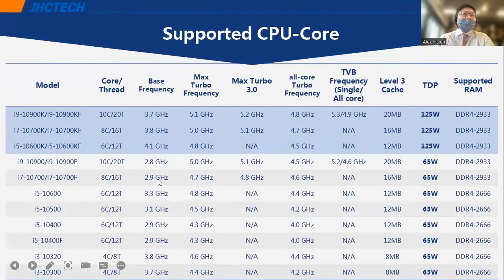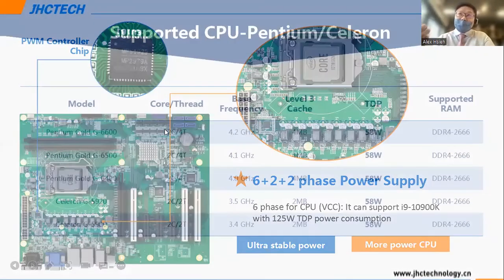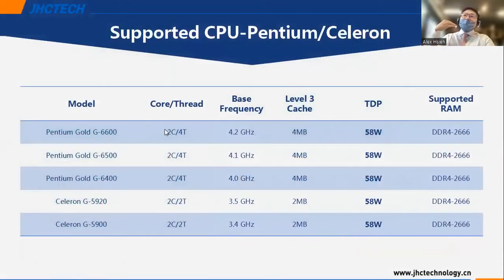So you can see the CPU order list. We can select a different CPU depending on the user application. Also it supports Pentium. For the JHCTECH product solution, we provide the motherboard with almost every CPU generation. We can support Pentium and Celeron, depending on various applications.